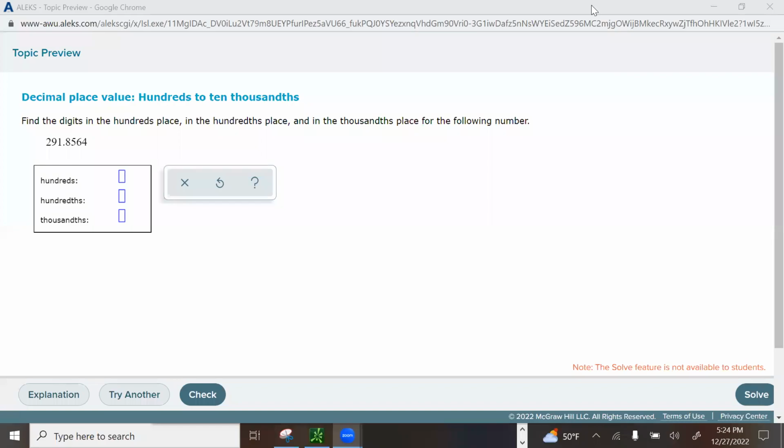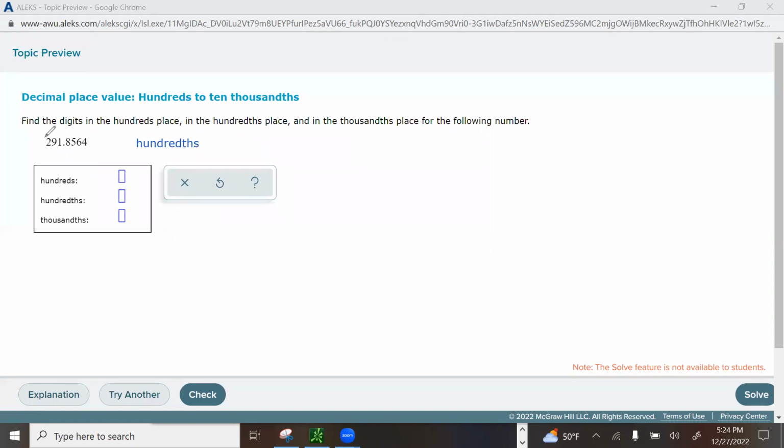Okay, everybody, we're back. Find the digit in the hundreds place. Now, there's a difference between hundreds and hundredths. See, I've got that th in there. That's different.